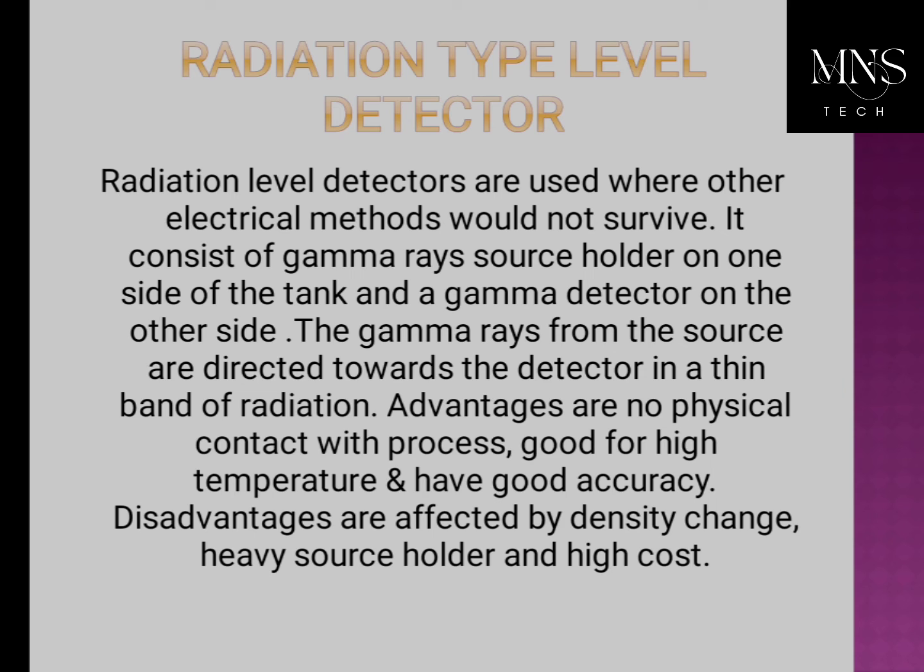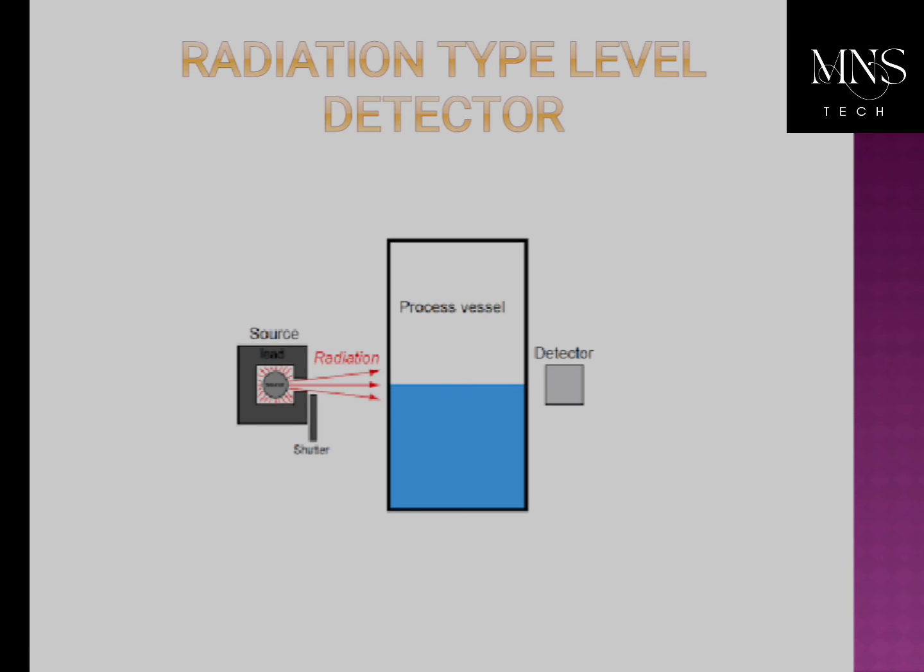Radiation type level detector. Radiation level detectors are used where other electrical methods would not survive. It consists of a gamma rays source holder on one side of the tank and a gamma detector on the other side. The gamma rays from the source are directed towards the detector in a thin band of radiation. Advantages are no physical contact with process, good for high temperature, and good accuracy. Disadvantages are affected by density change, heavy source holder, and high cost. There is a picture of radiation type level detector.